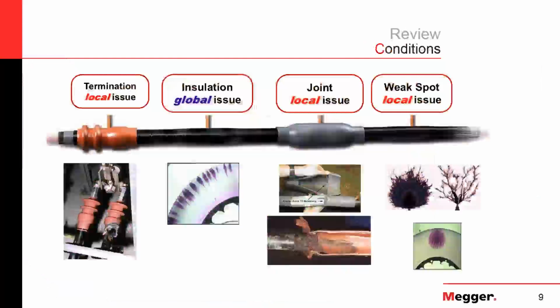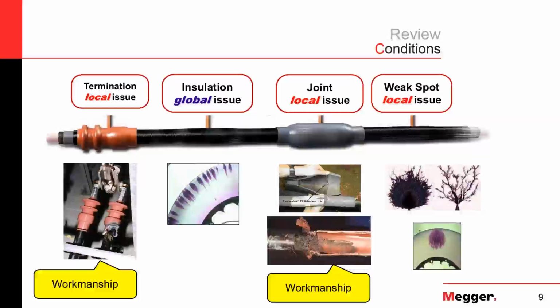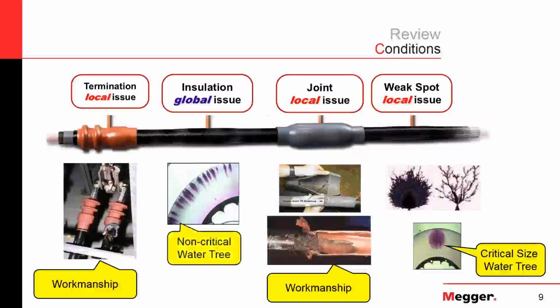So I have a couple of different examples here. We kind of break them up into local issues and global issues. So some of the local issues would be in splices and terminations here, typically workmanship problems, although sometimes it can be manufacturing defects as well. But basically those are single points that are an area of weakness. We can also have a local issue with a critically sized water tree, something that's at one particular point in the cable. And then we compare that to the global issues, these distributed water trees. That's something that we'll find throughout the entire length of the cable.